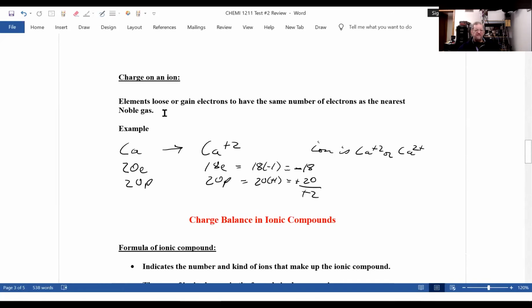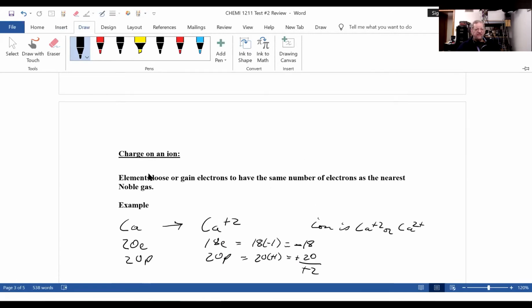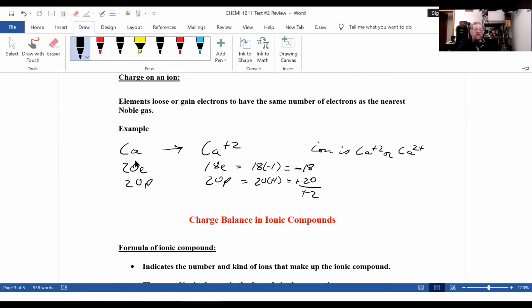Now, I left something from the last time I did this review. Charged ions: ions are formed when an element loses or gains electrons, and they do that to have the same number of electrons as the nearest noble gas. And here's an example: calcium, what ion is formed? The question would be, draw or give the ion that calcium forms. Now, all this you don't have to write, but how do you figure it out? Calcium, you have to look at all the electrons and protons. Calcium has 20 electrons, 20 protons. Where did I get that number? From the periodic table, the atomic number.